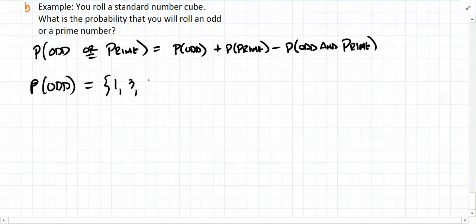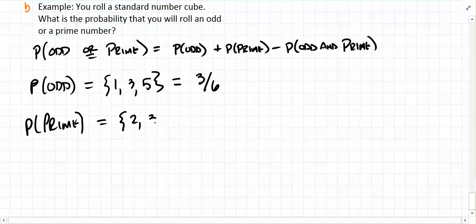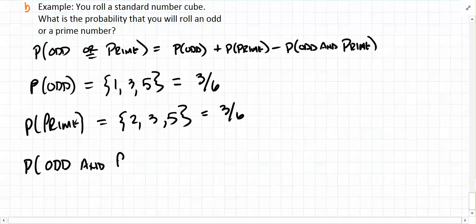So far so good? What's the probability of getting a prime? Let's see what the prime ones are: 2, 3, and 5. That's also 3 out of 6. No, 1 is not a prime number. 2 is the first prime number by definition. What's the probability of odd and prime? Those would be 3 and 5, so that'd be 2 out of 6.